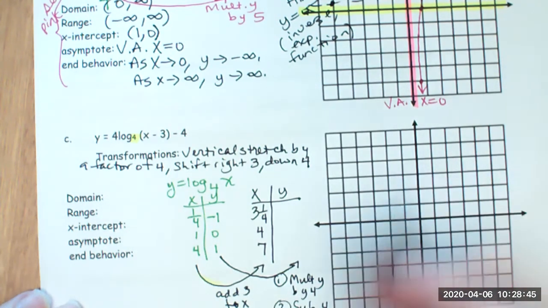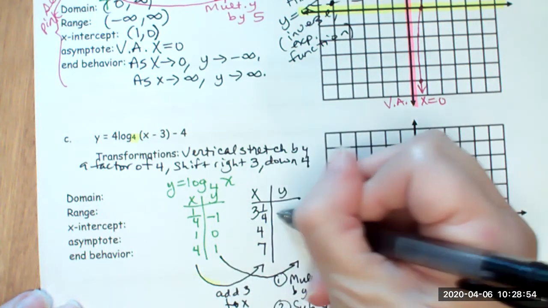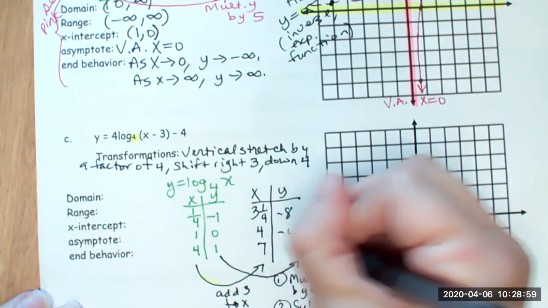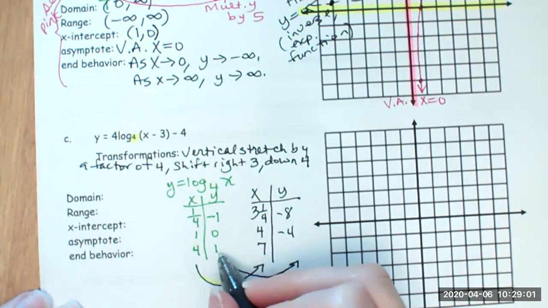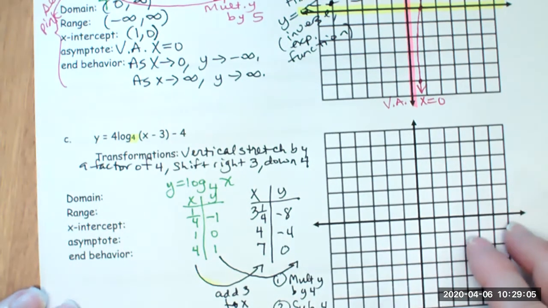And so if I do that, for example, for negative 1, okay? Multiply negative 1 times 4, I get negative 4. Subtract 4, I get negative 8. 0 times 4 is 0, minus 4 is negative 4. 1 times 4 is 4, minus 4 is 0. Okay, so those are the values that I'm going to graph.